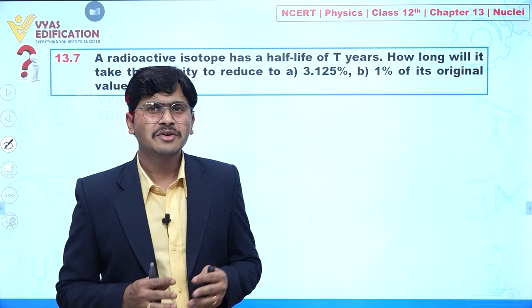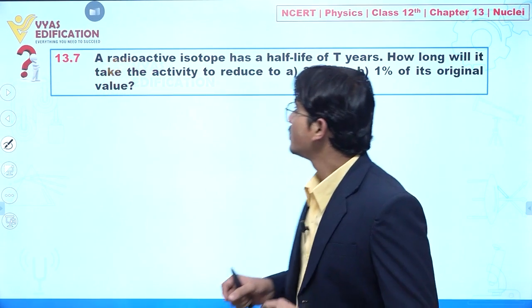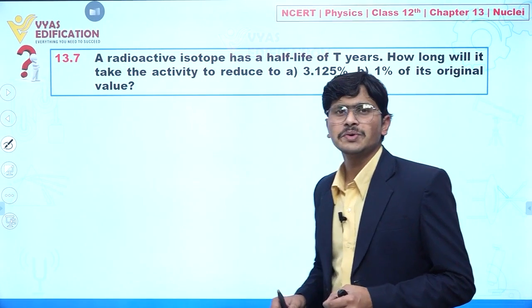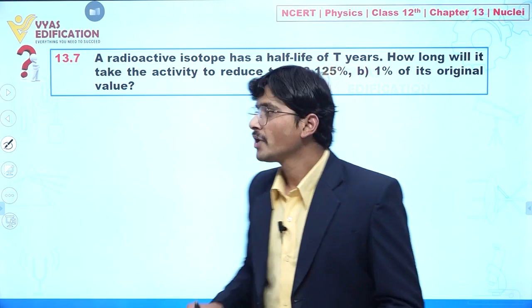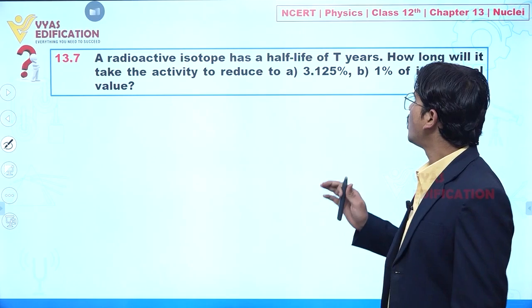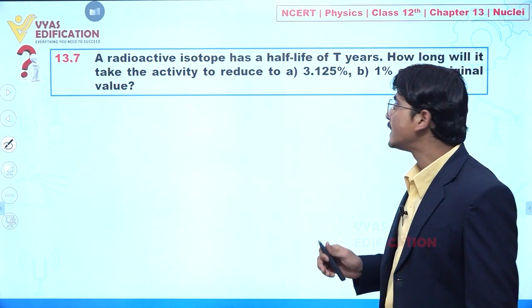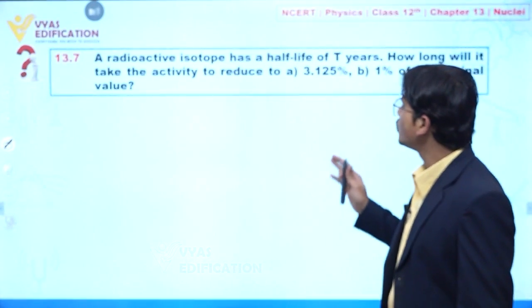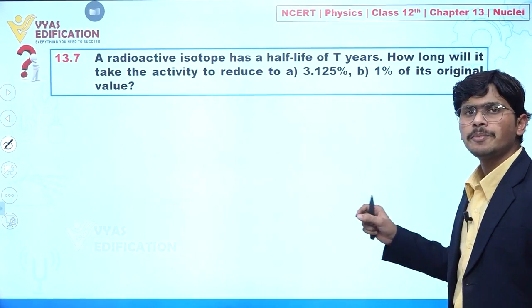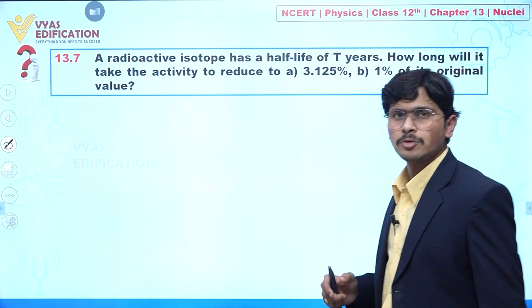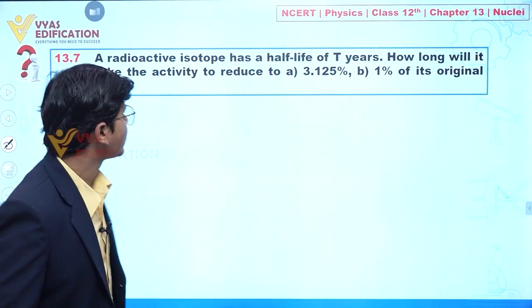Now dear student, we are going to discuss question number 13.7. This is a question related to radioactivity. A radioactive isotope has a half-life of T years, capital T years, it is given to you. How long will it take the activity to reduce to (a) 3.125% and (b) 1% of the original value? Clear to you? Now concentrate.